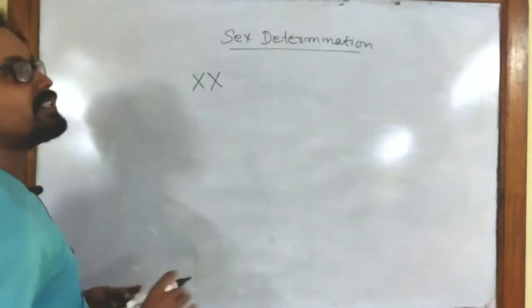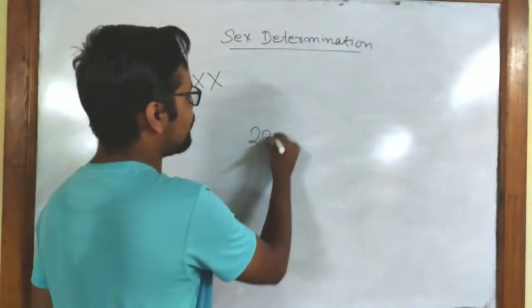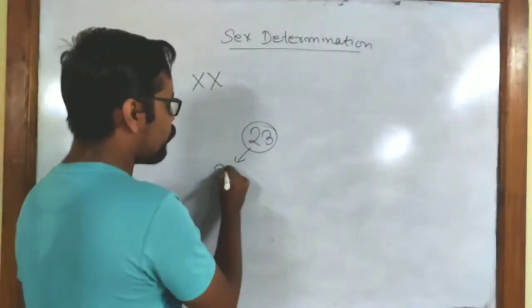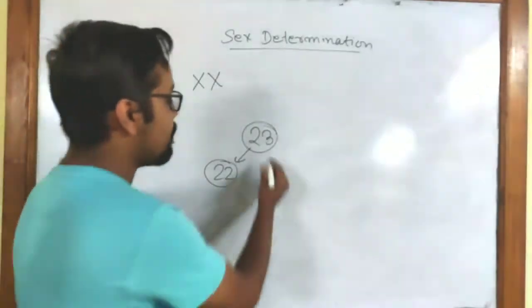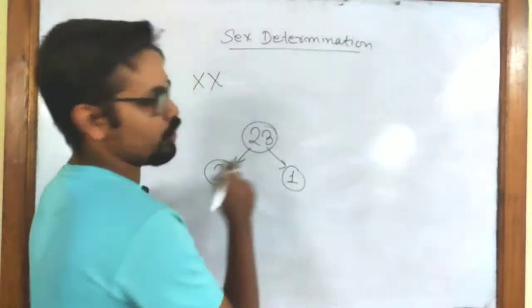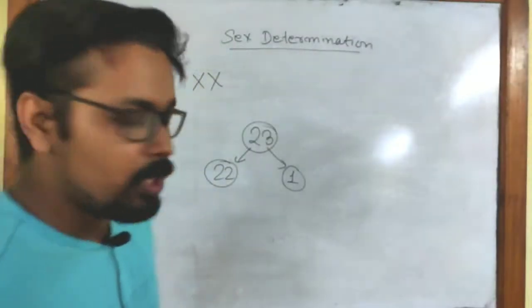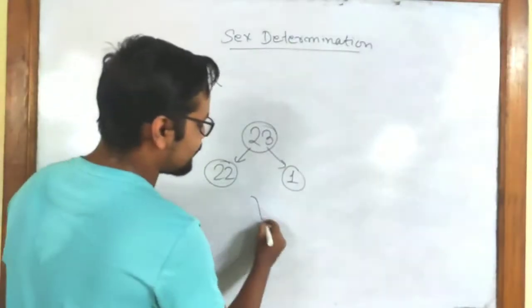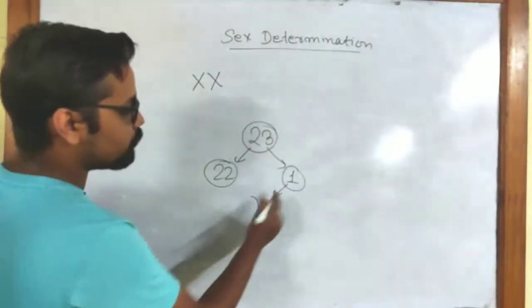You must know that there are 23 pairs of chromosomes, right? I told you in the first video there are 23 pairs of chromosomes, out of which 22 pairs are non-reproductive. They don't take part in reproduction, but one pair takes part in reproduction, and this pair will determine whether the organism is male or female. So as I told you, the chromosomes always stay in pairs, right? 22 pairs, and one pair.